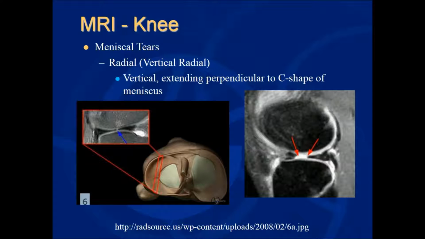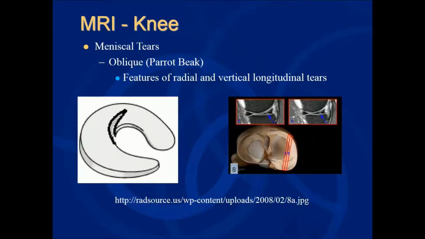This is an example of a radial tear. This is a type of tear that extends perpendicular to the axis of the meniscus. You can see the image on the right showing a fairly large radial tear, and in this case possibly complete full thickness through the meniscus, but it's not extending longitudinally.